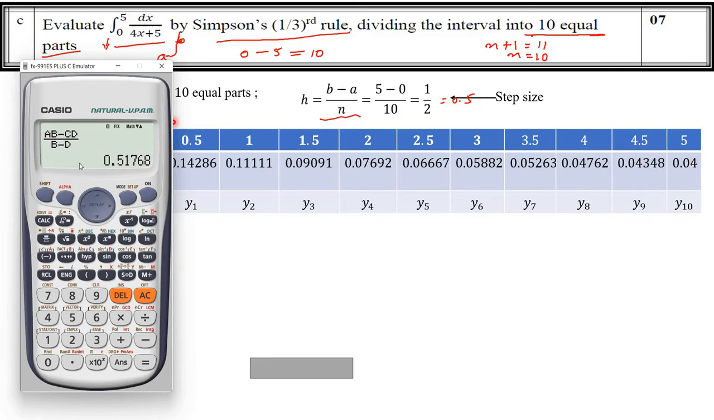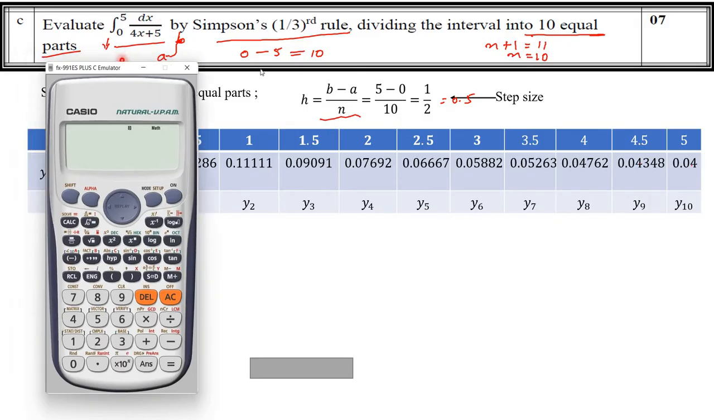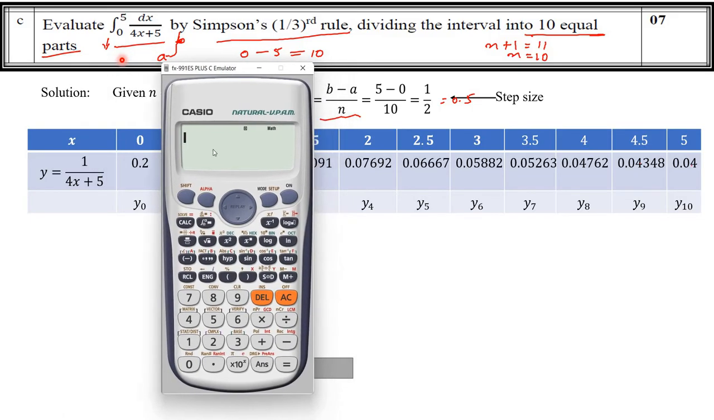See here, I have not erased anything. Whatever I solved in the previous problem, I have written as it is. First, go with Shift 9 and clear all the memory. I have cleared everything, so now the calculator is in degree mode. Here there is no term called cos or sine; if we had cos, we should take radian mode. So now the problem is of the form y equal to f of x. I have defined y as 1 by (4x plus 5).